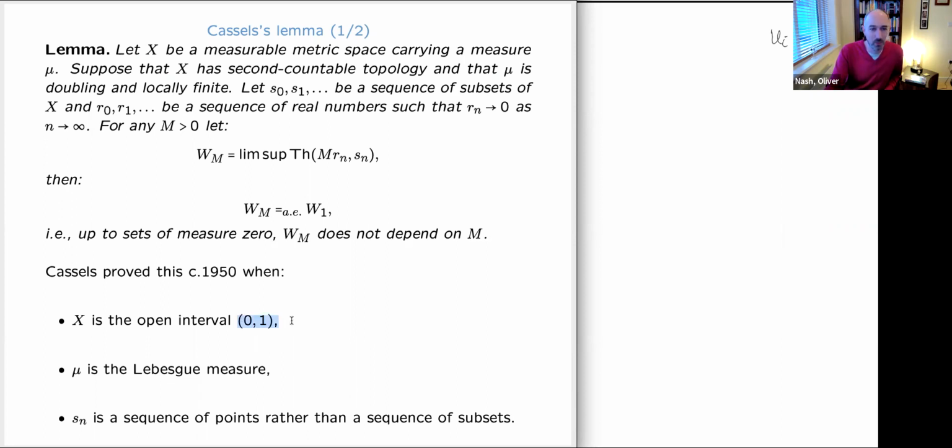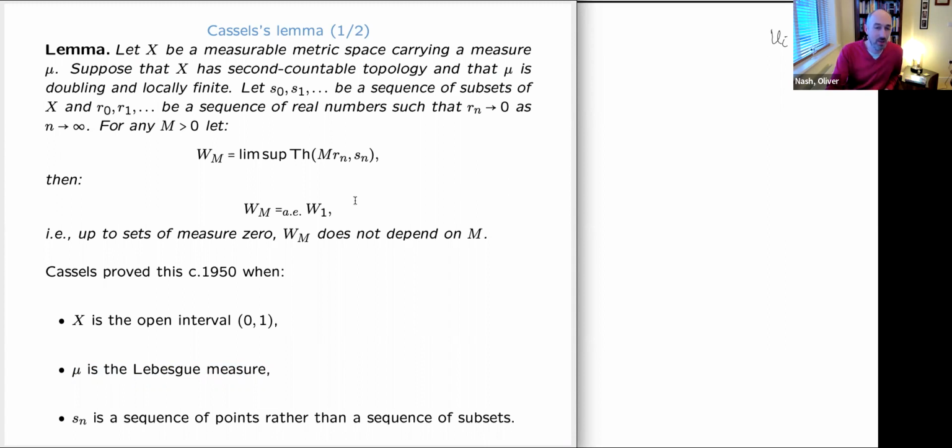There's three pieces of data. There's a space. For Castelnuovo, it's just the open interval in the reals. There's a measure, where for Castelnuovo it's just the Lebesgue measure restricted to this interval. And then there's a sequence of subsets. Well, for Castelnuovo, it's just a sequence of points. But actually, you can use subsets, and the theorem is still true. Just balls become thickenings. And I didn't generalize that just for the sake of it, I actually needed the generalization from balls to thickenings.